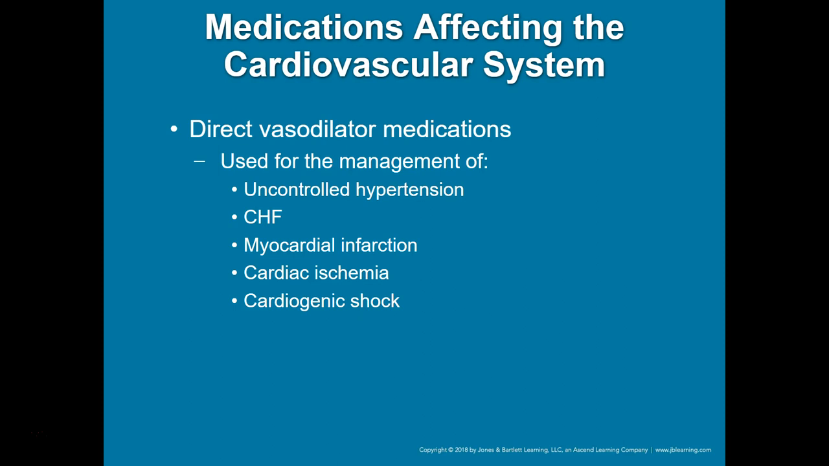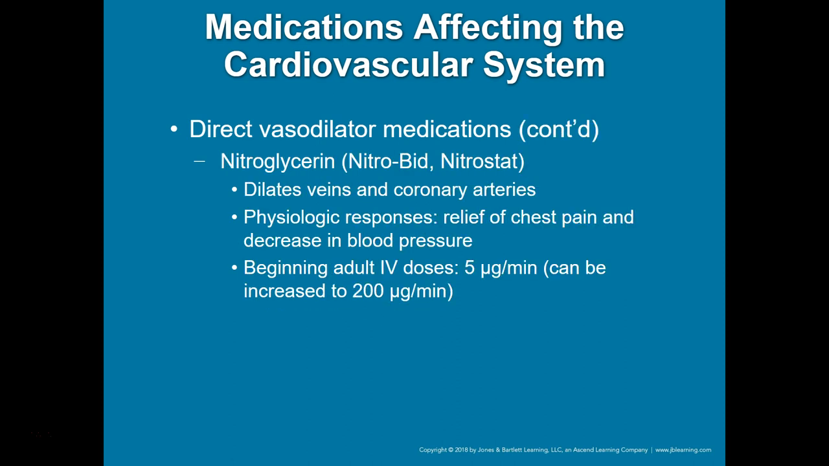Direct vasodilator medications used for the management of uncontrolled hypertension, CHF, MIs, cardiac ischemia. And examples of that, nitro. Nitro dilates veins, and to a much lesser extent, coronary arteries. Nitro is a very good venous dilator. So we're going to use that to reduce preload on the heart. It will open up coronary arteries a little bit. Primary purpose, though, dilating veins. So the heart doesn't have to beat as hard. Relief of chest pain and decrease in blood pressure.